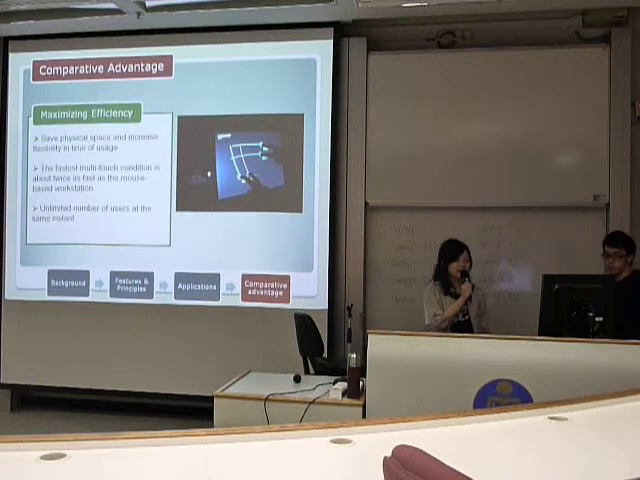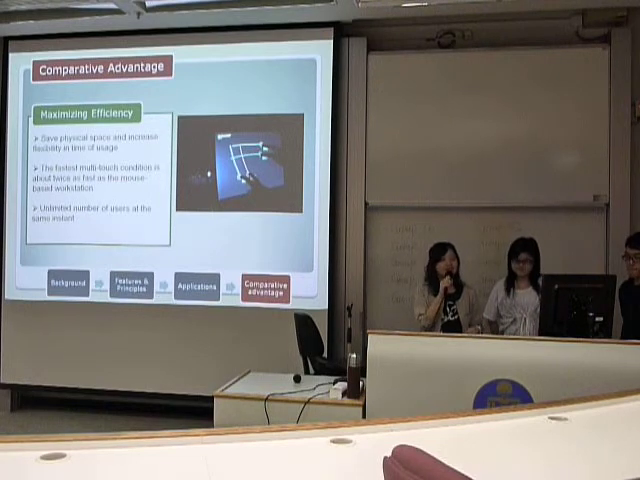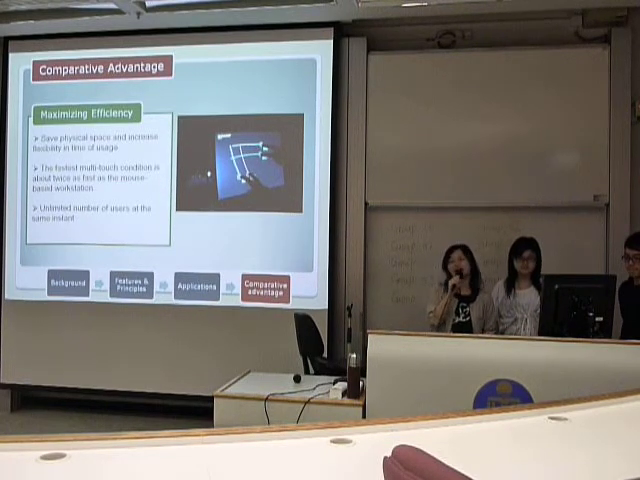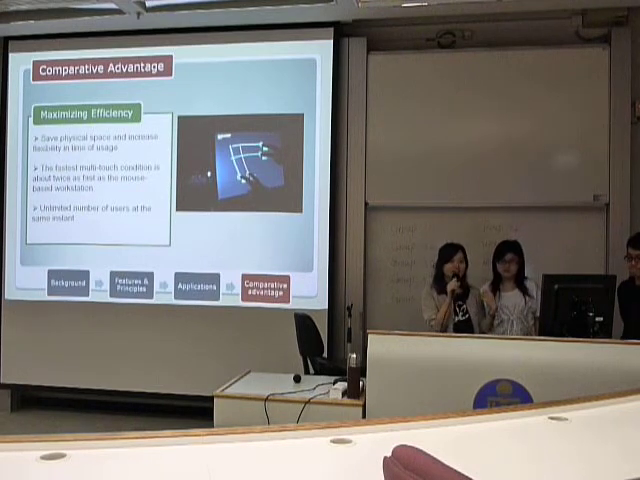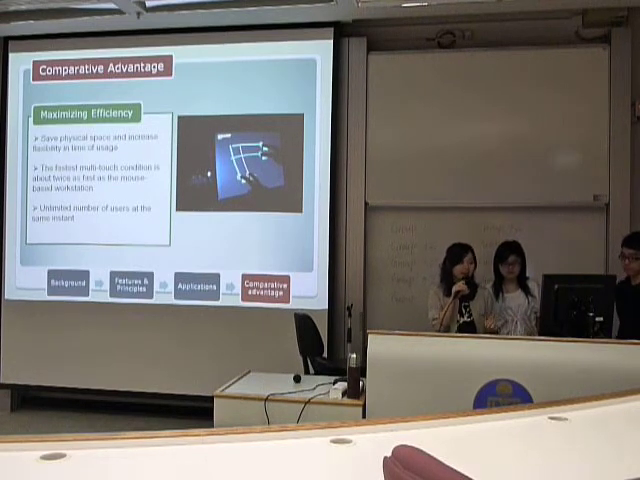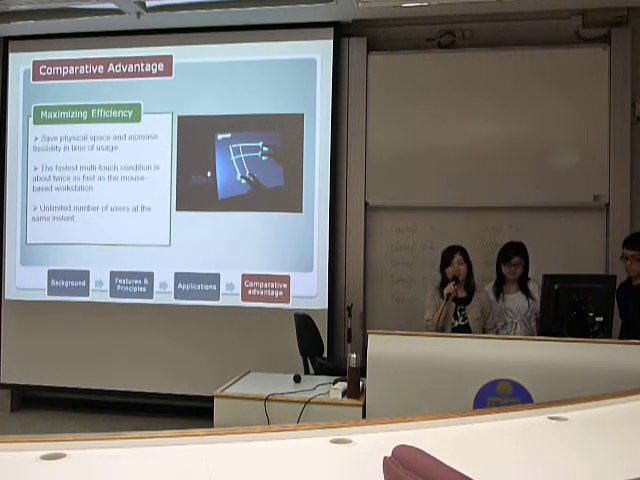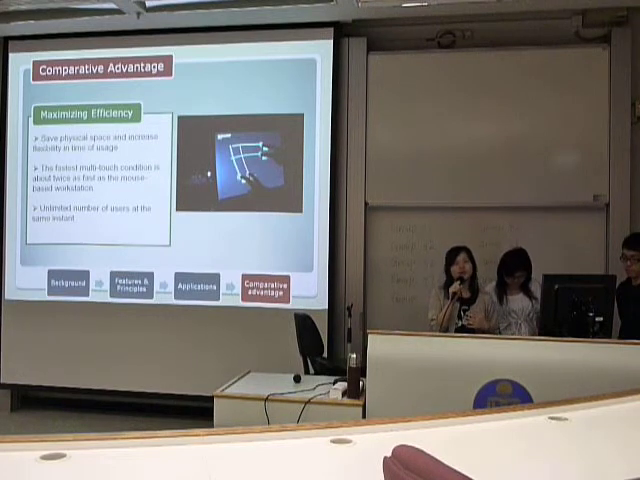And next, I'll talk about the comparative advantage of multi-touch over single touch. Actually, the features of multi-touch technology are also a comparative advantage. First of all, it will maximize efficiency because you can save physical space of other materials. As mentioned by Lily, we can actually save paper and other kinds of document saving, as well as time. And because the fastest multi-touch is actually twice as fast as the mouse-based workstation, and it can enable multiple users to use the interface at the same time as well.